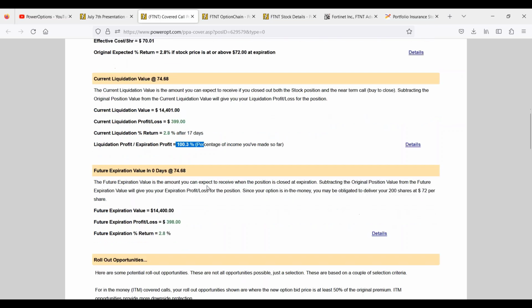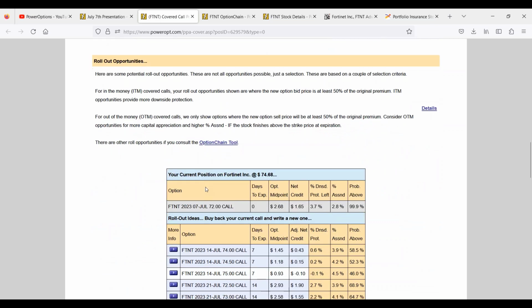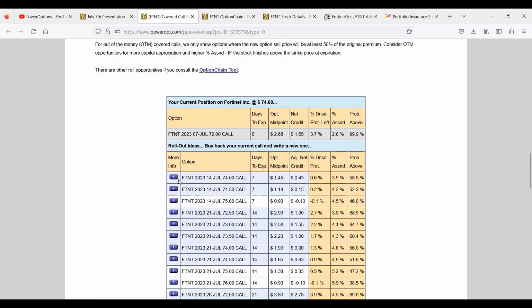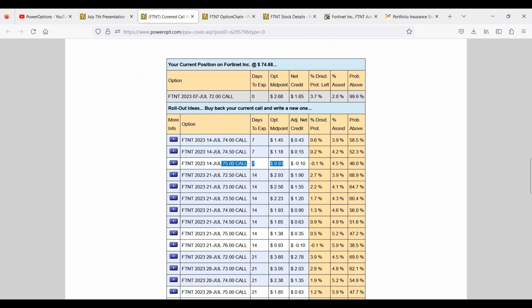Now, down below, we have our rollout opportunities. So it gives us a breakdown of our current buyback cost of the option at 268. We originally received a net credit of 165. So just to close this option alone, we're looking at a debit of 103. But now we see what we could get for new credits for rolling up to the 14th of July, 74, 74.50. Okay, we get $1.18. That would cover the 103 debit. Why are these highlighted here in blue? Because they're still slightly in the money. The ones in white are the out of the money ones.